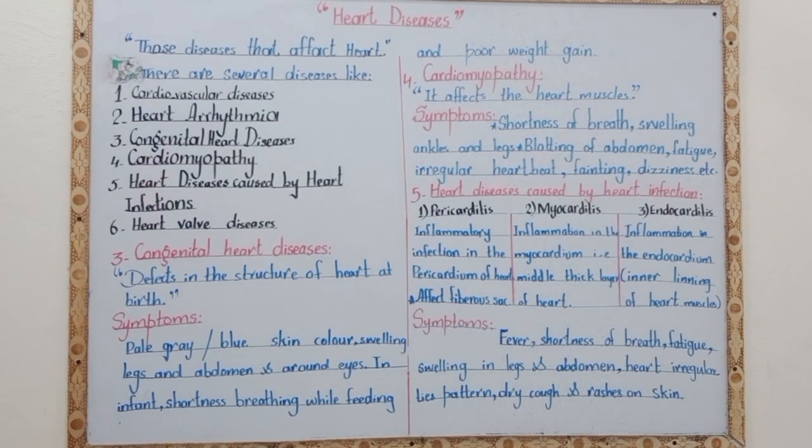Number five is heart diseases caused by heart infections. There are certain infections that cause disease in the heart, including three types of inflammation in the heart: pericarditis, myocarditis and endocarditis. Pericarditis involves inflammatory infection of the pericardium, the outermost layer, the fibrous sac of the heart. Myocarditis is inflammation of the myocardium, the middle thick layer of the heart. Endocarditis is inflammation of the endocardium, the inner lining of the heart.